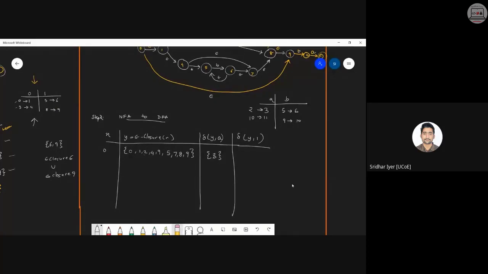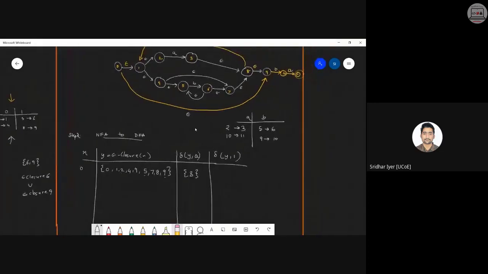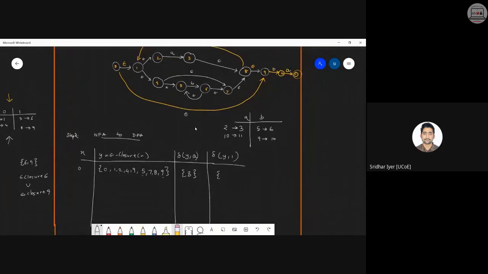Similarly, check if 5 or 9 are present. Both are present. Okay. 5 is going to 6 and 9 is going to 10. Okay, I have written 9 twice. No issues. Thank you. Rest is fine.